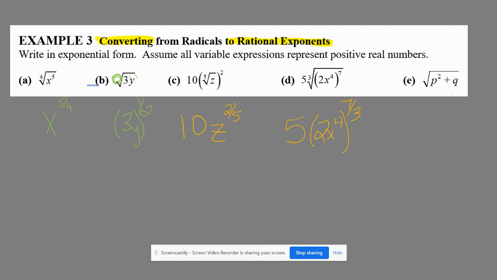And last but not least, letter E. We have p squared plus q. That's all underneath the radical, so we're going to group that all together. That's all to the first power and second root. So 1/2 power.